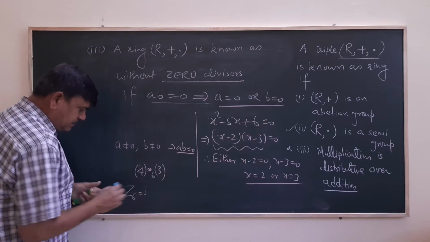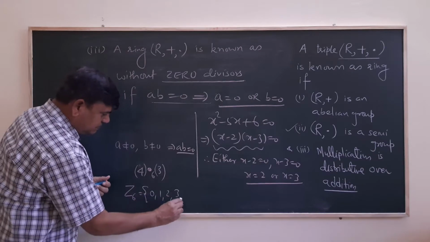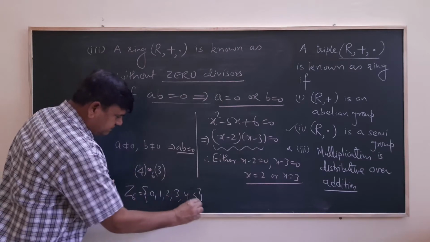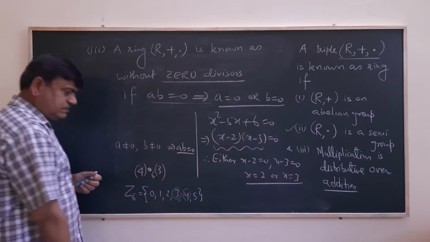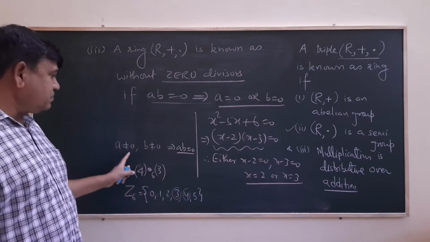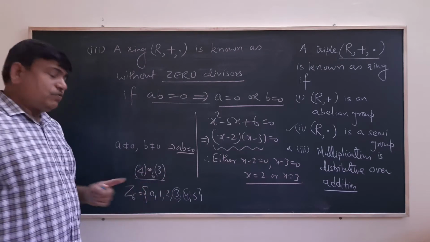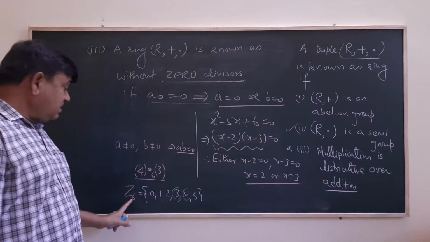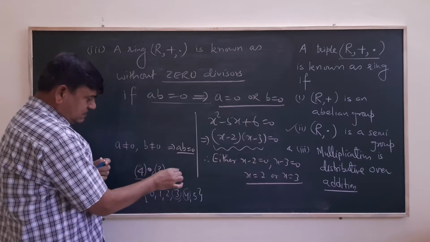Remember 0, 1, 2, 3, 4, 5. Consider one element 3, other element 4. 3 is not equal to 0, 4 is not equal to 0. But if I multiply them, 4 3s are 12, but it is multiplication modulo 6, then the answer is 0.